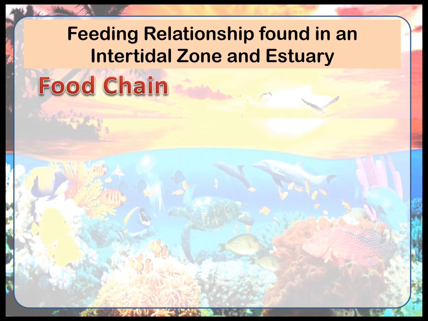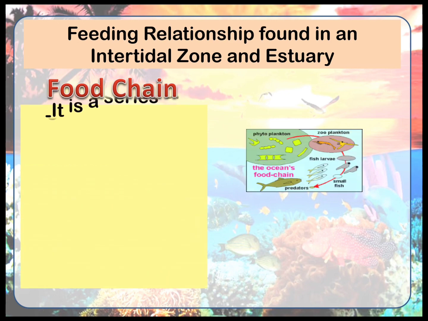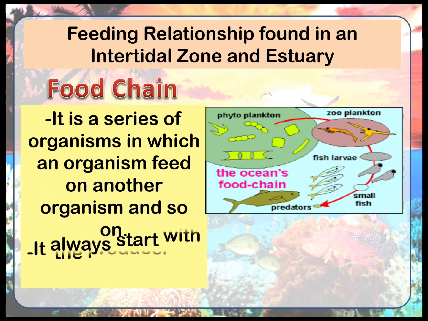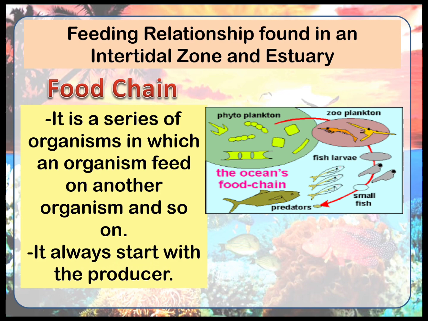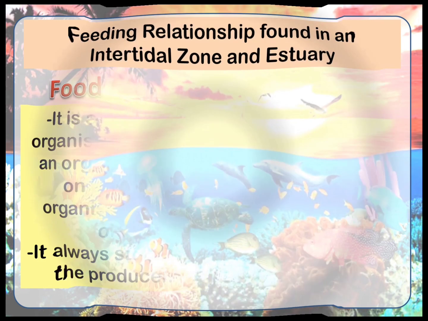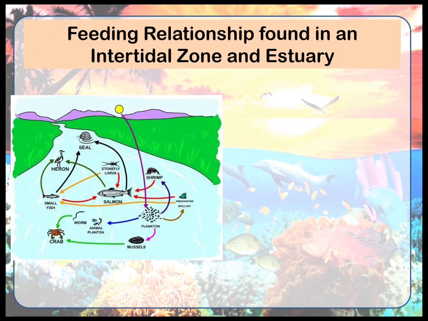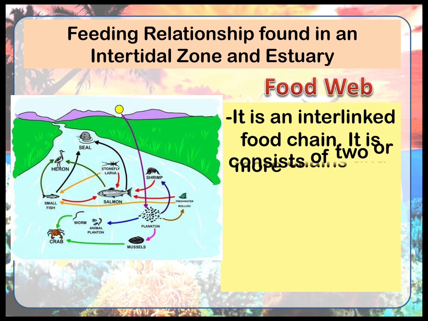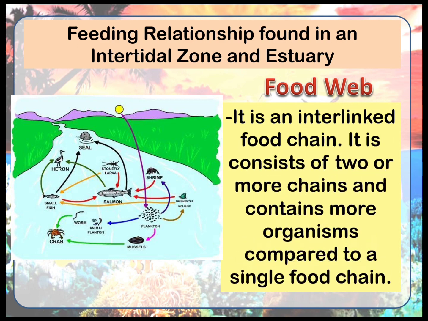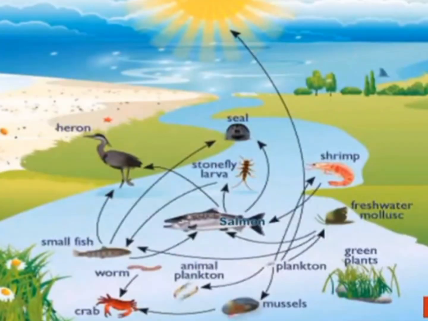Food chain. It is a series of organisms in which an organism feeds on another organism and so on. It always starts with the producer. Food web. It is an interlinked food chain. It consists of two or more chains and contains more organisms compared to a single food chain. This diagram is an example of a food web.